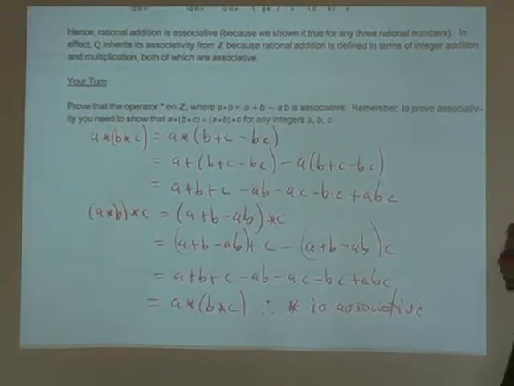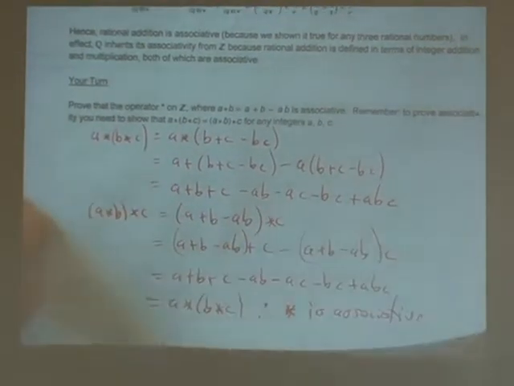Repeat. Proving associativity is hard. I have to pick 3 arbitrary elements, apply the operator twice, essentially, on both sides, and show that I end up in the same place. And we've successfully done that for this operator. Move forward.